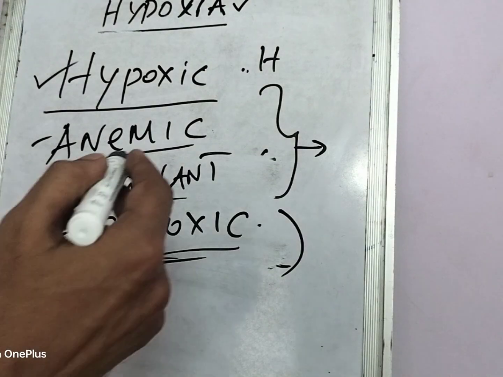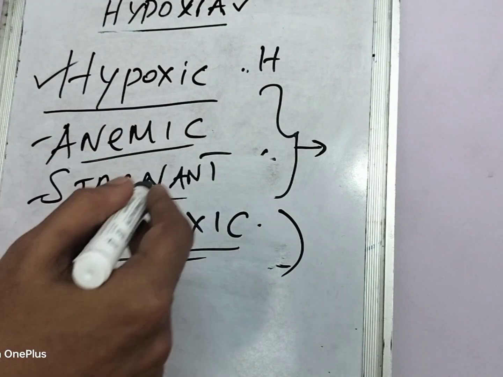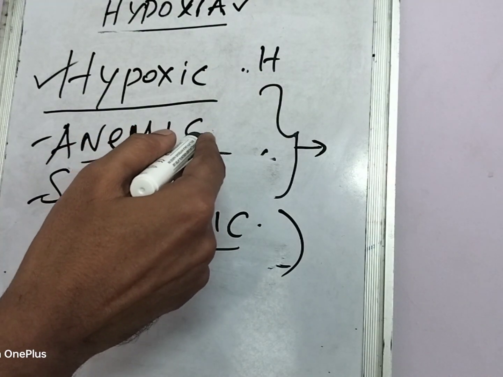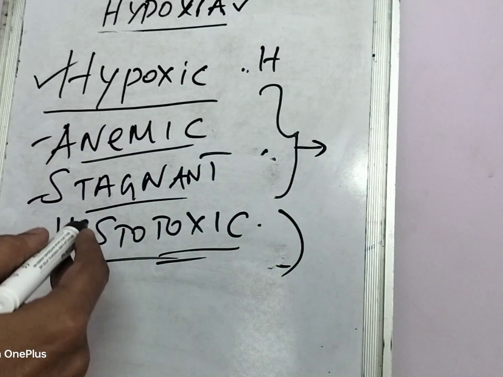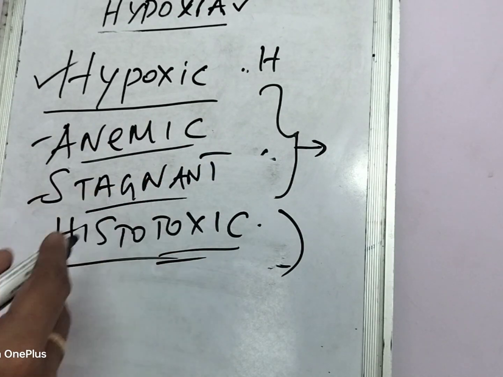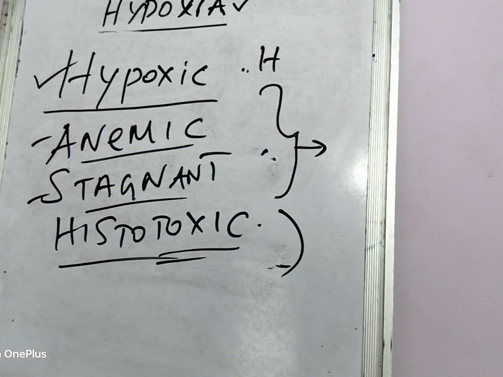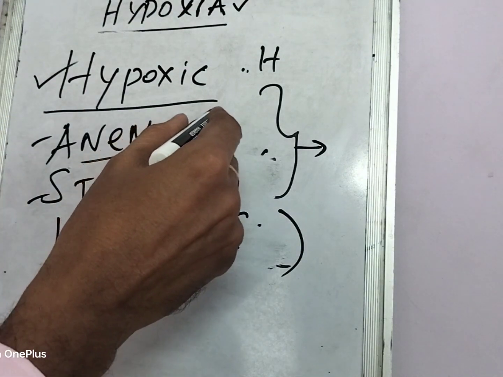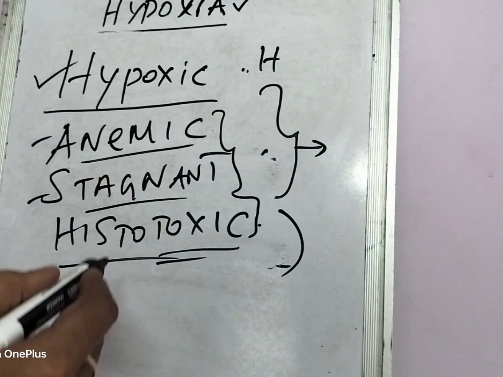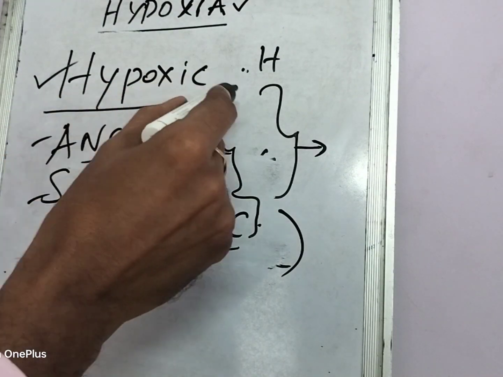So in anemic hypoxia, we have to correct the anemia, or we have to make more hemoglobin available. And if it is a carbon monoxide poisoning that is causing the anemic hypoxia, you have to treat the poisoning. And in stagnant hypoxia, you have to rectify the circulatory failure and make the blood flow normal. So we have to treat the causes in all these types of hypoxia. Whereas oxygen therapy is highly effective in hypoxic hypoxia.